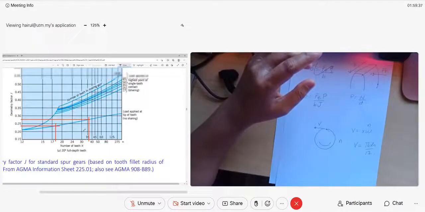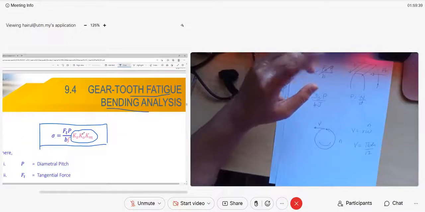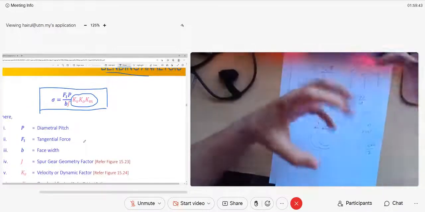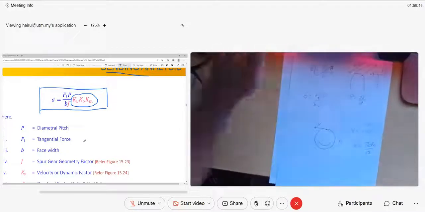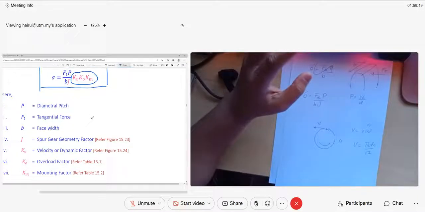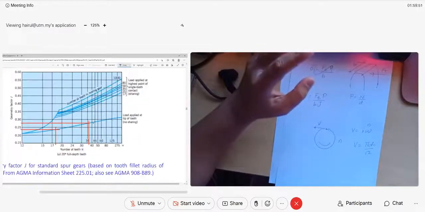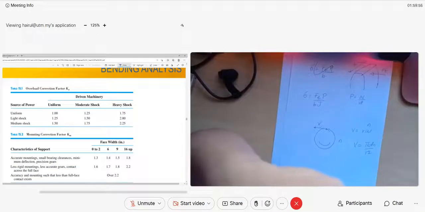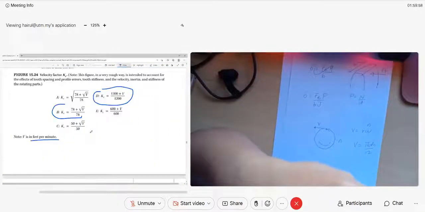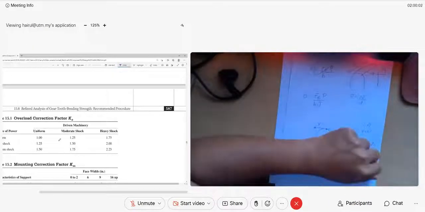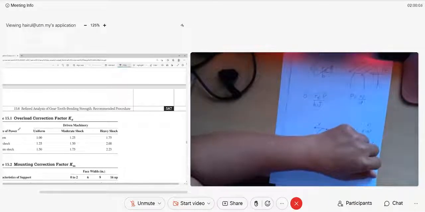The next after KV is KO. KO is the overload factor. It means the way your machine drives and is driven. Remember for your belt drive, you can get your factor. Same goes for gear, your overload factor. Always overload, Table 15.1 in your textbook, page 587, take note. Source of power.